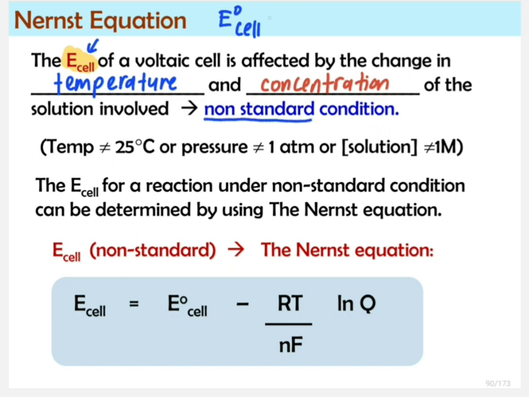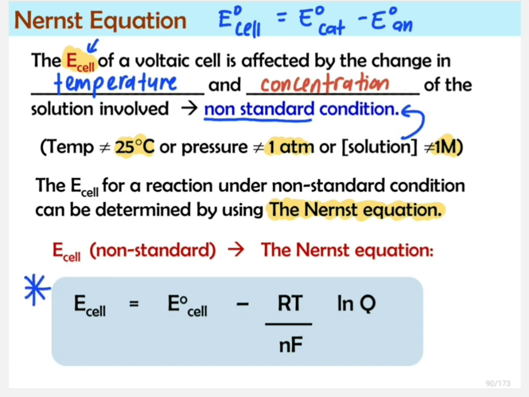Okay, so kalau standard, E naught cell is equal to E naught cathode minus E naught anode. But if the redox reaction occurs at a temperature no longer 25 degrees Celsius, or pressure is no longer 1 atm, or the concentration of the solution used is no longer 1 molar, so ini semua menyebabkan condition is no longer standard. Jadi kita dah tak boleh guna equation ini semata-mata untuk kira cell potential. So bila non-standard condition, we're going to use the Nernst equation. You have to understand the question and then determine, okay, standard ke tidak standard. So if the condition is no longer standard, we have to use this equation, the Nernst equation.